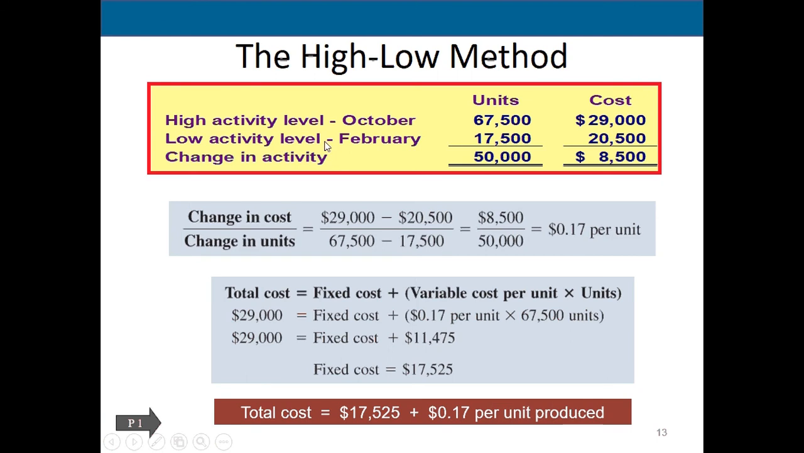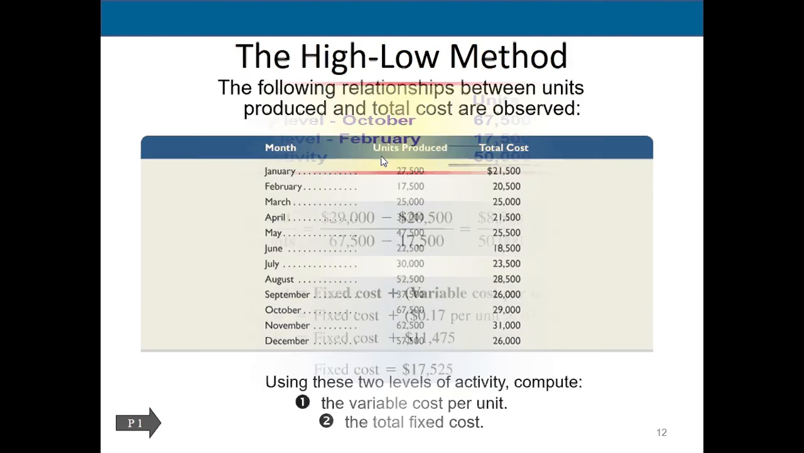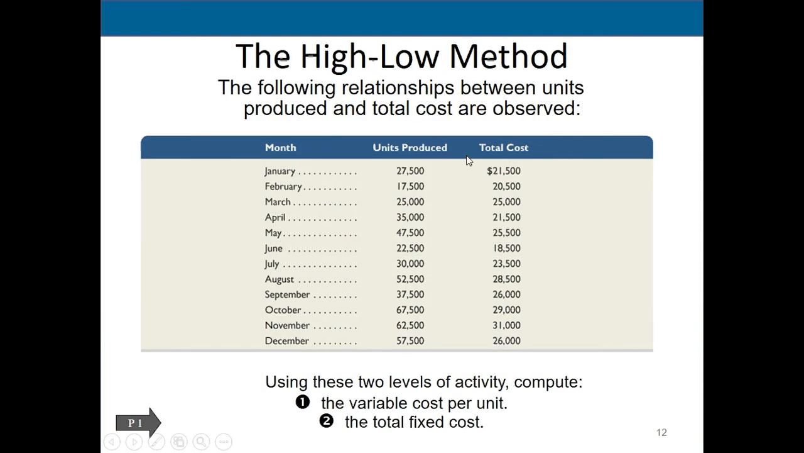It says that our high activity level is in October and our low activity level is in February. Let's look back at that graph and see if that's right. So here it is. In October, that seems like the highest number. In February, certainly looks like the lowest number. So we're finding our high, we're finding our low, and then we're going to compare cost at those 2 points, at the high and the low.